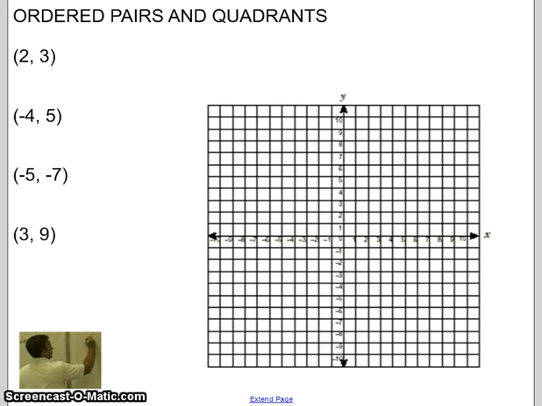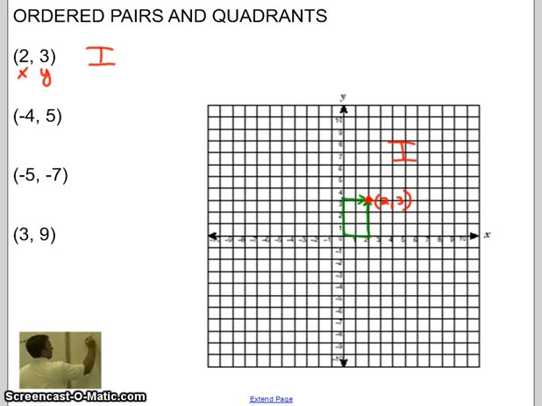The first ordered pair we're going to deal with is 2, 3, where the x coordinate's at 2 and the y coordinate is 3. So we're going to go to 2 on the x, and then 3 on the y, and we're going to draw where the two meet. There's our coordinate 2, 3. What quadrant is that in? That's in quadrant 1.